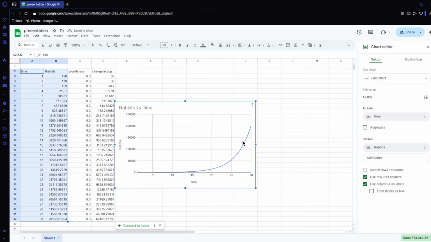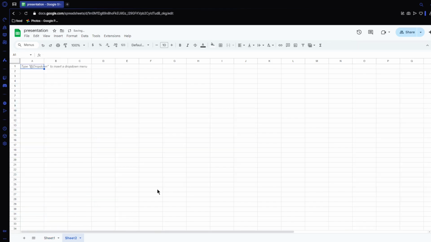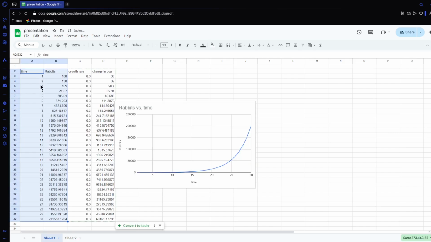And this is what any population would look like if we were not being realistic and taking into account that there is a carrying capacity. There is a cap to which an environment can support something. So we'll take a look at that now. Let's make a new sheet. In fact, let's just copy over these ideas.